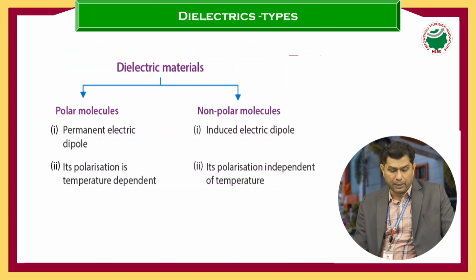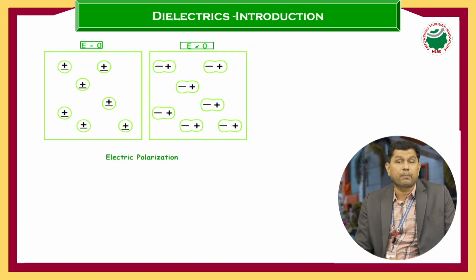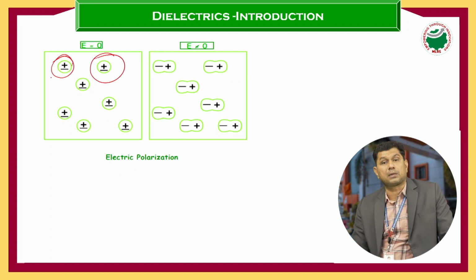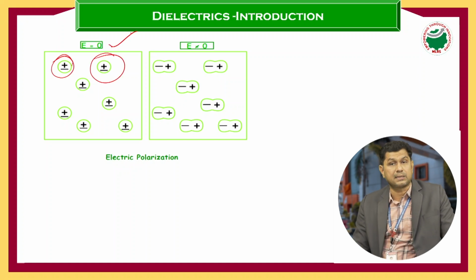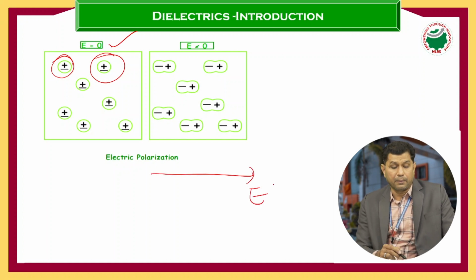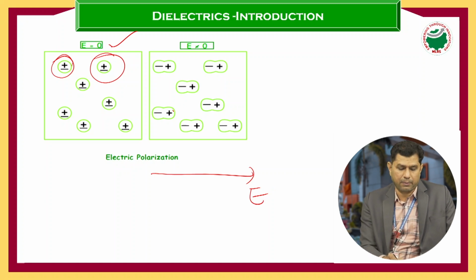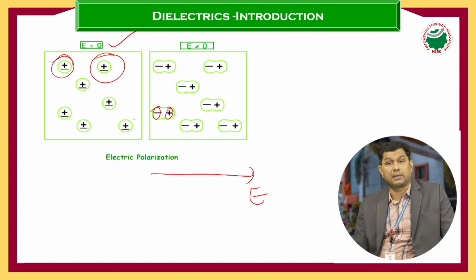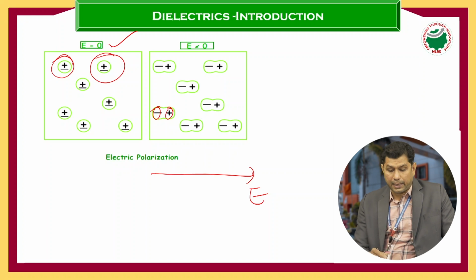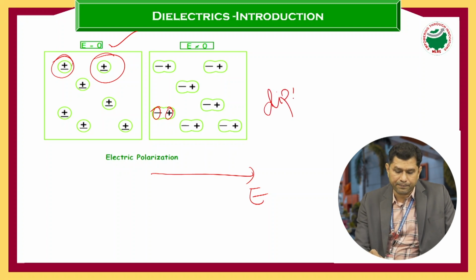But in non-polar dielectrics, centers of positive charge and centers of negative charge coincide when no field is applied. But whenever you apply the electric field, what happens, the centers of positive charge and negative charge are displaced. See, positive and negative separated by certain distance means the dipoles are produced. In non-polar dielectrics, dipoles are induced.